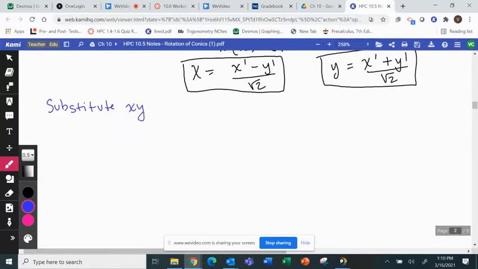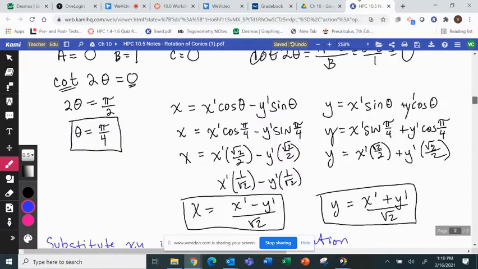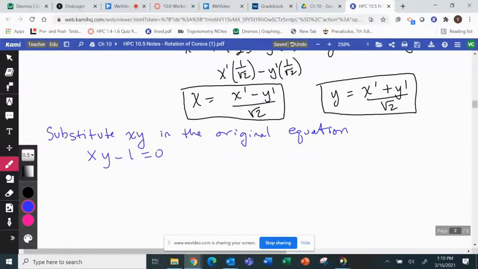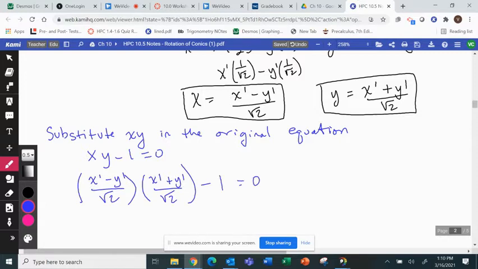We're going to substitute xy in the original equation. The original equation was xy minus 1 equals 0, I think. Yeah. So my x value, I'm going to substitute with x prime minus y prime over square root 2. My y is x prime plus y prime over square root 2, minus 1 equals 0.